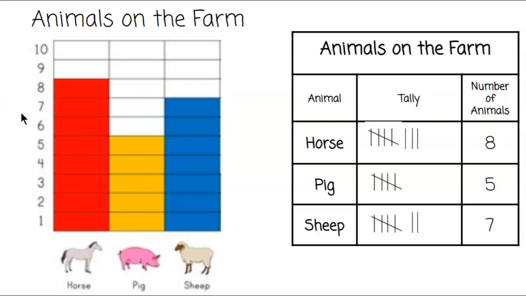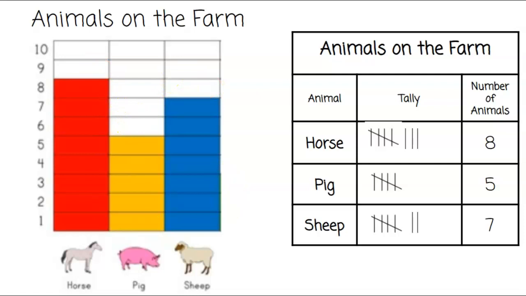Like we talked about with the picture graphs, it's always a good idea, once you have figured out how many horses there are, to write that number at the top of your bar. To do the same thing for pigs, I would write 5 here. And for sheep, I would write 7 so that I don't have to keep going across to look at the number. I can just look at the top of the bar.